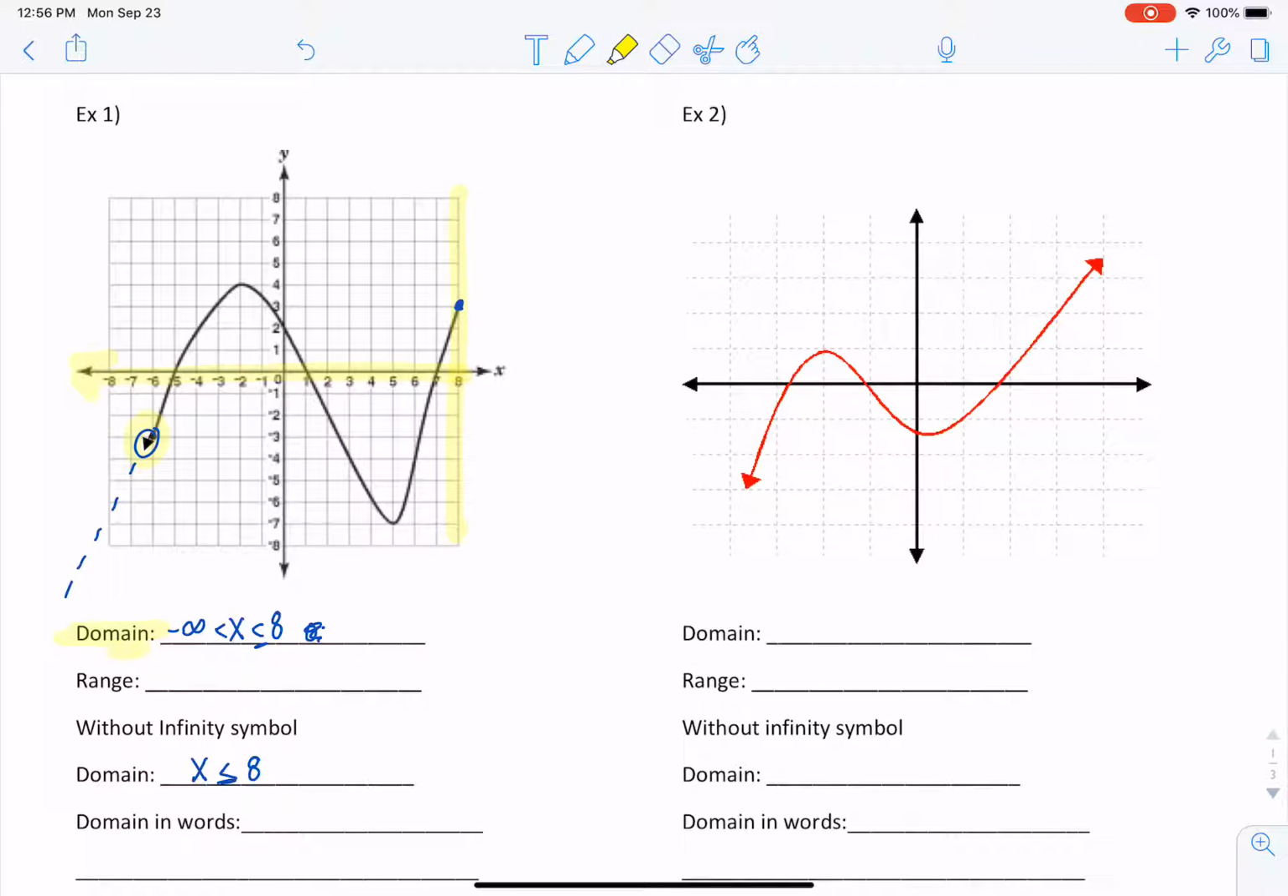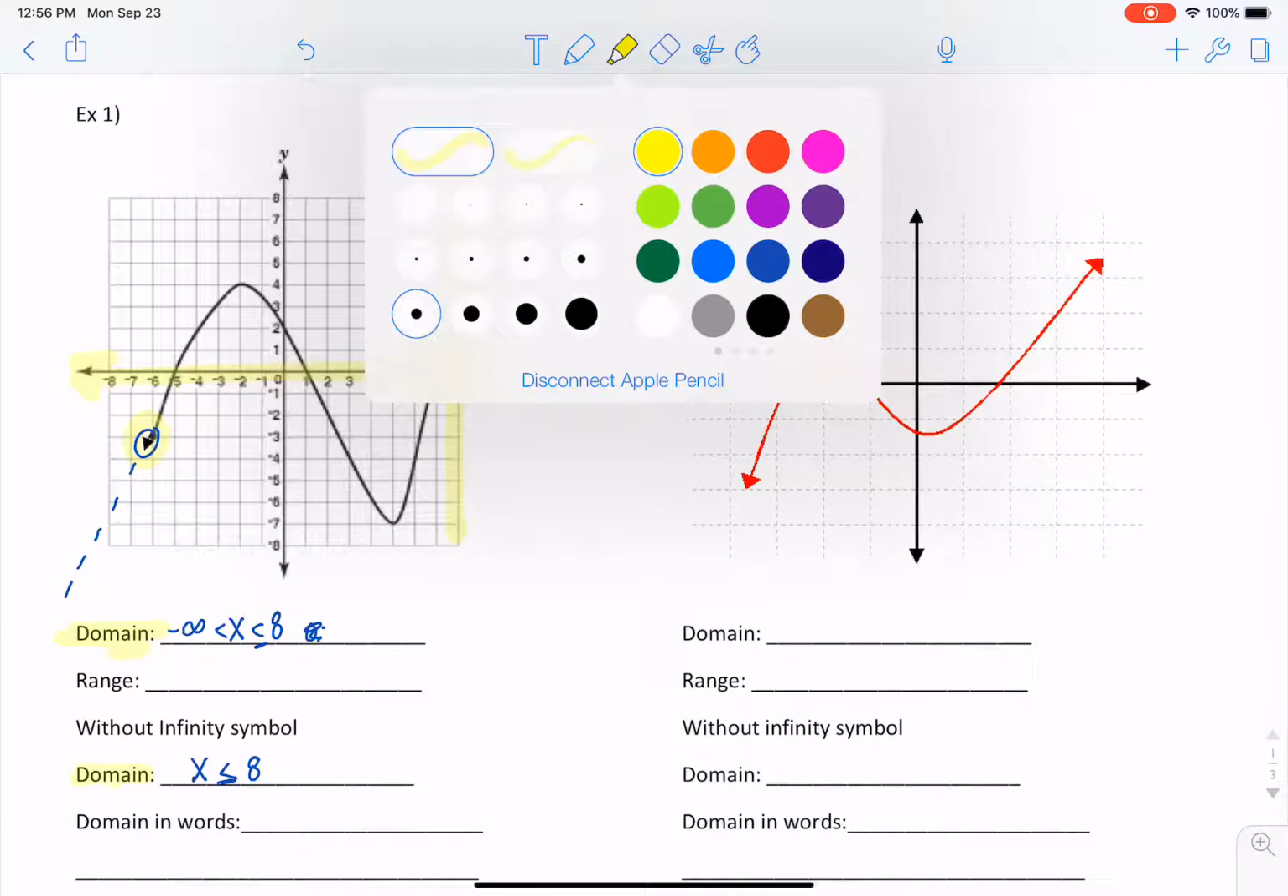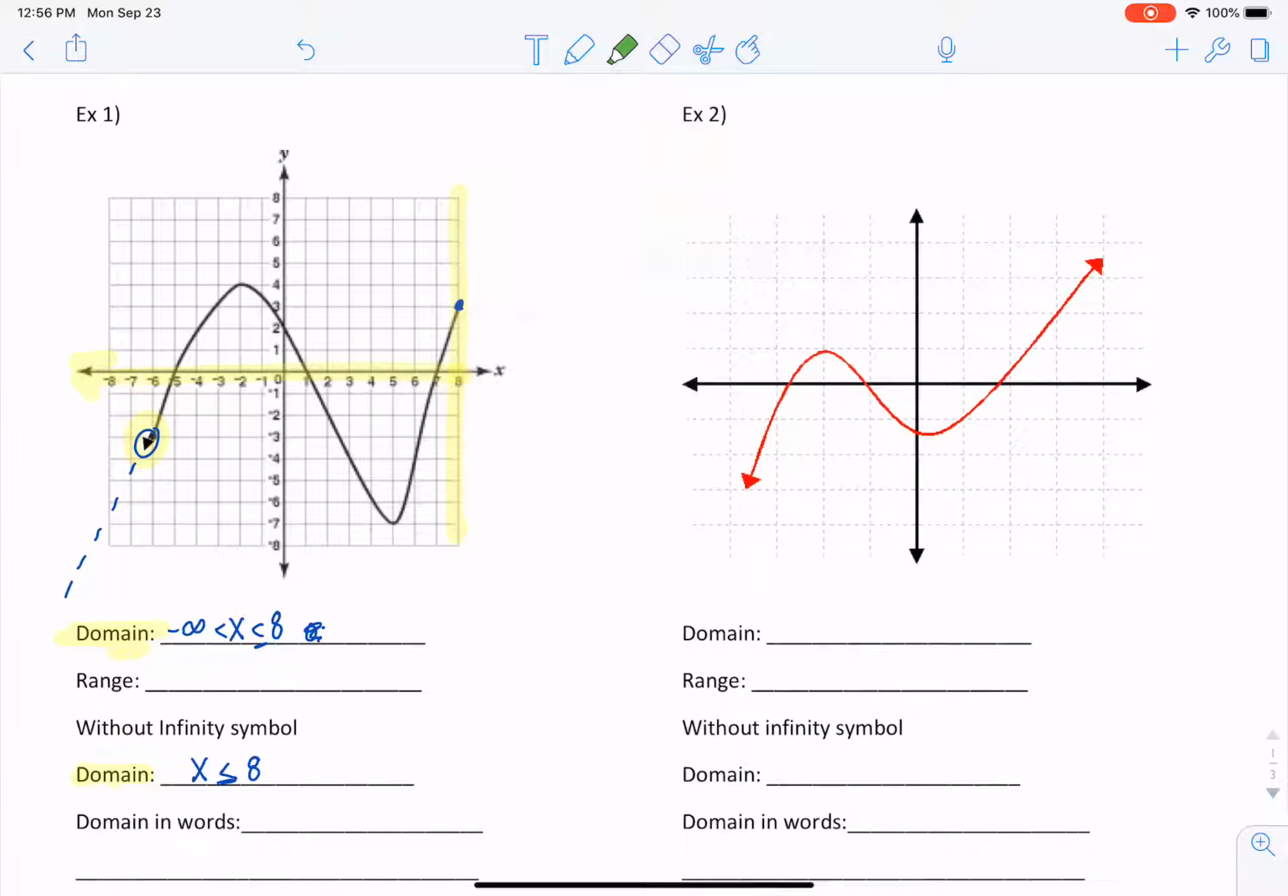The range. I'm going to take my range color, and my range goes from this is the lowest the graph goes to, here is the highest that the graph goes. But really it goes lower than negative 7 because of this arrow, it's going to keep going. So it's going to go down forever. So my range, I say, is all the y values in between negative infinity and positive 4. And because there's a normal solid point at 4, I need to put the or equal to symbol there, okay?